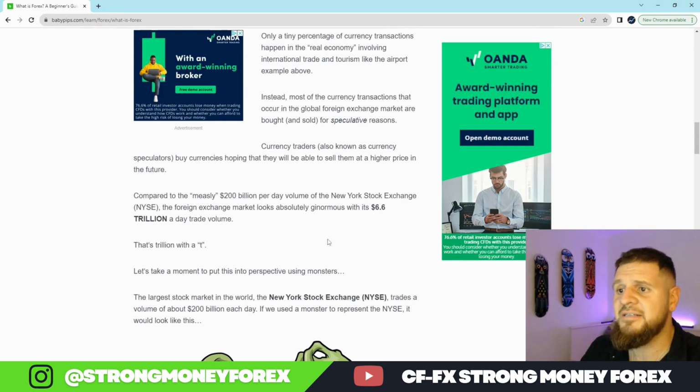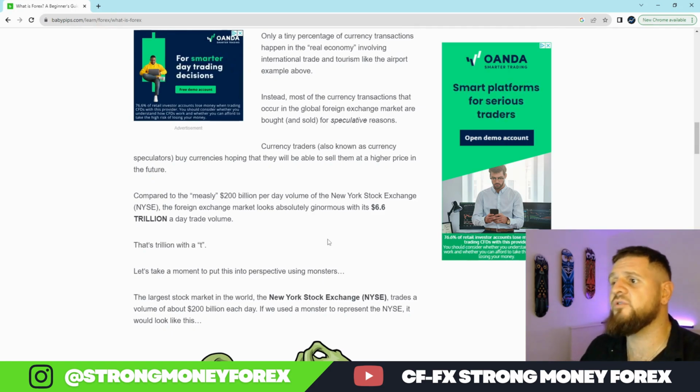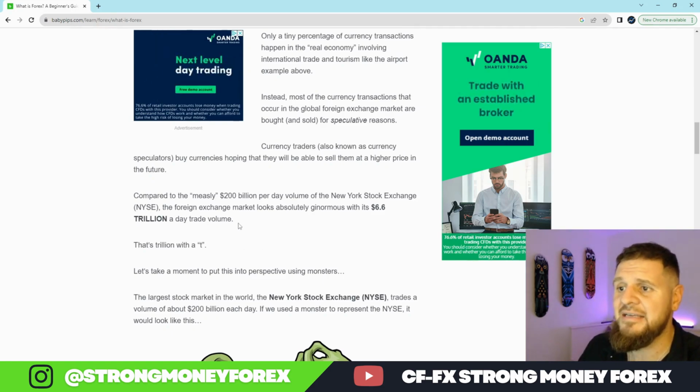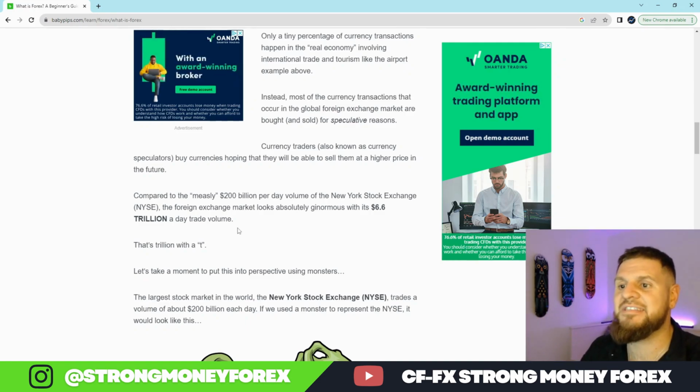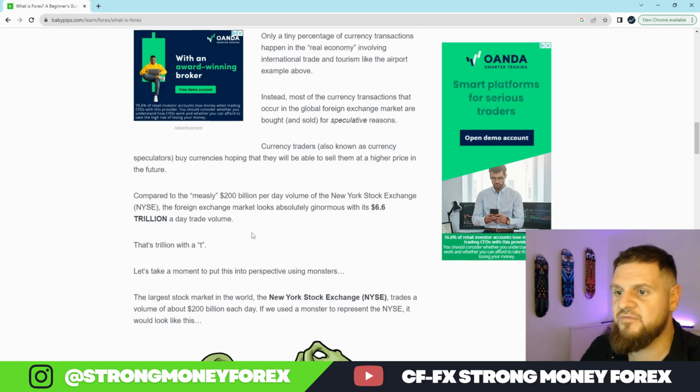So currency traders, also known as currency speculators, buy currencies hoping they'll be able to sell them at a higher price in the future. Compared to the measly $200 billion per day volume of the New York Stock Exchange, NYSE, the foreign exchange market looks absolutely ginormous with its $6.6 trillion a day trade volume. And that's trillion with a T.